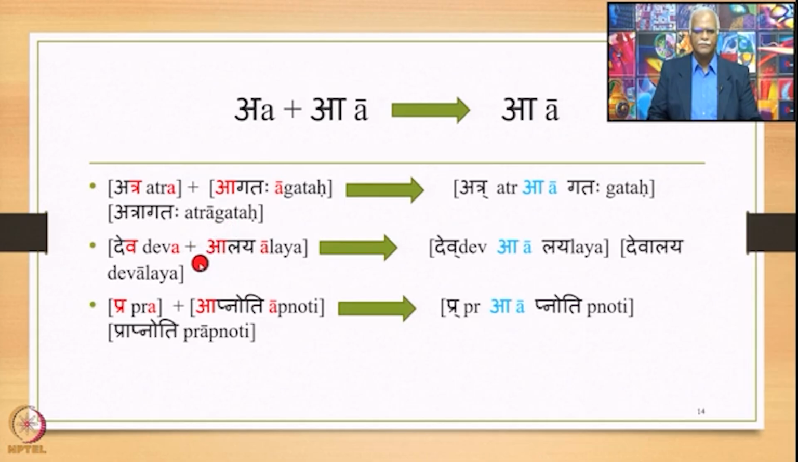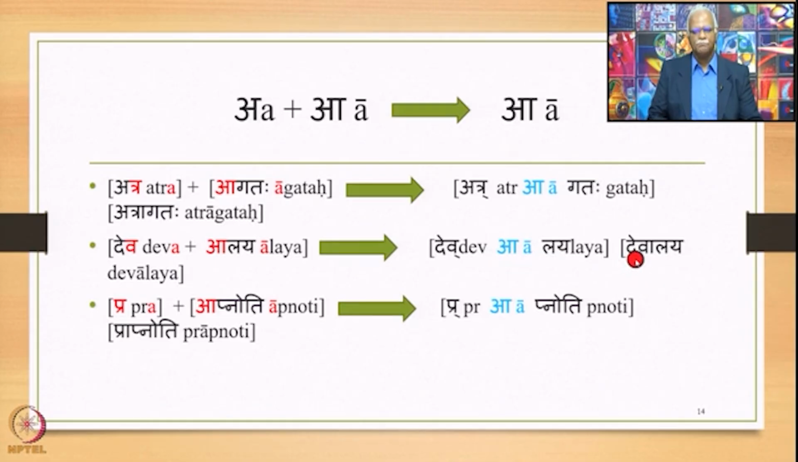Now let us look at the compound form. This is very famous, deva plus alaya. So here we have a followed by a. Because this is a samasa or compound, the samhita is obligatory, and therefore now in place of both of them 6.1.101 will apply and generate the output in the form of dev, a and laya, that is devalaya.